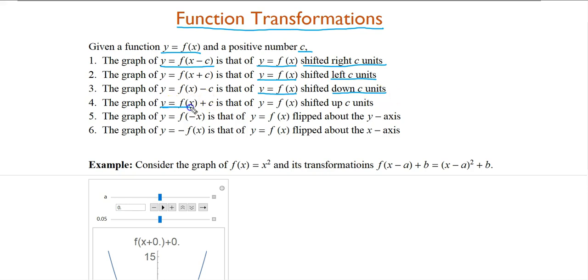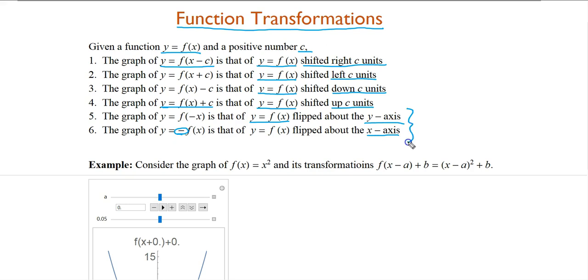If we take the function and add c to it, notice this c is not in the parentheses, then that will take the graph of our original function and shift the graph up c units along the y-axis. And then if we take the x in our original function and replace it with negative x, that will actually flip the graph of y equals f of x about the y-axis. And if we take the original function and make it negative, then that will flip the graph about the x-axis.